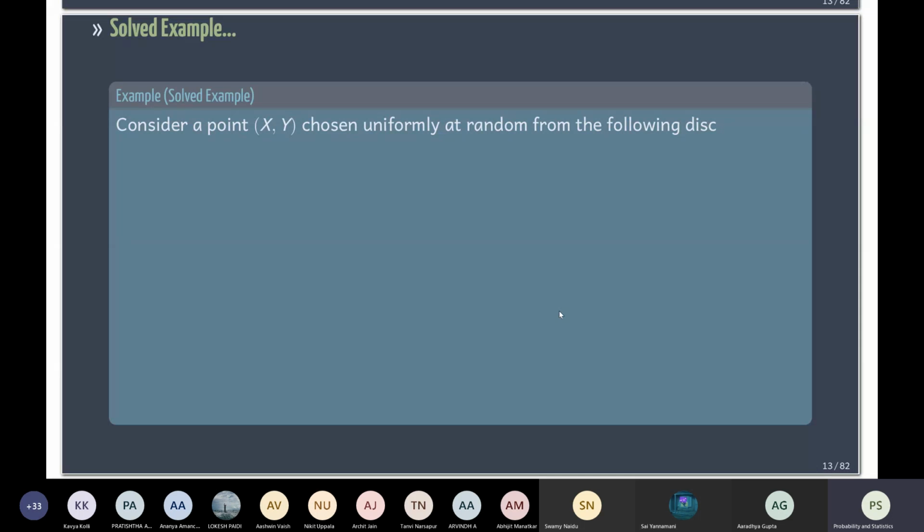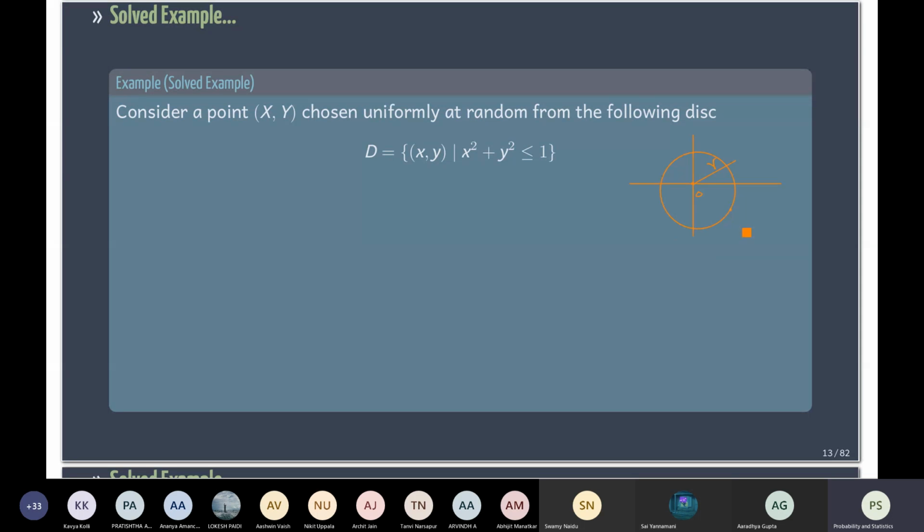Consider another example where we choose a point (x, y) uniformly at random from the following disk. So you know what this is now. Okay, so this is a circle, centered at 0, radius is 1, and the area of this will be pi, right? Area is pi r square, but r is 1.